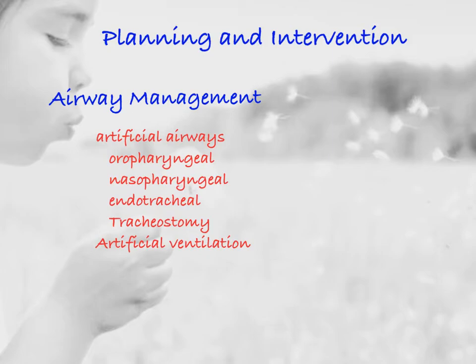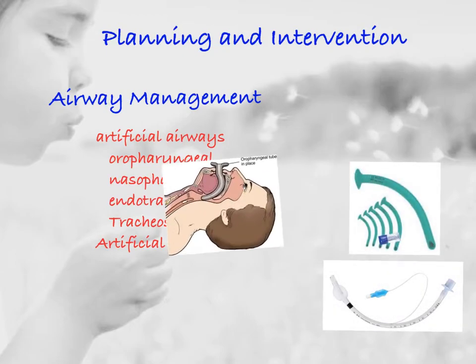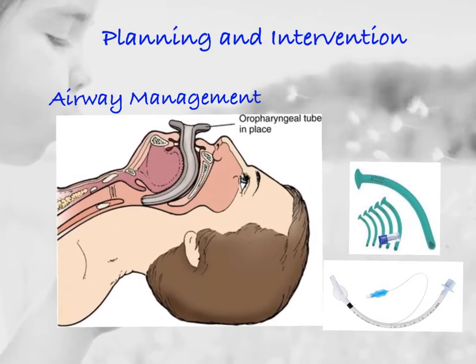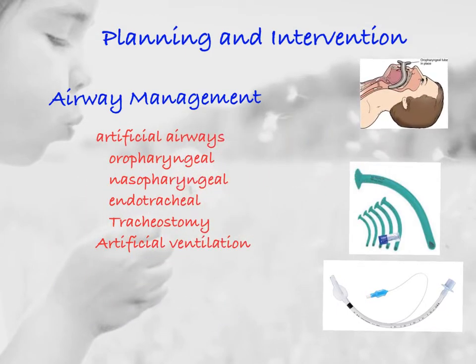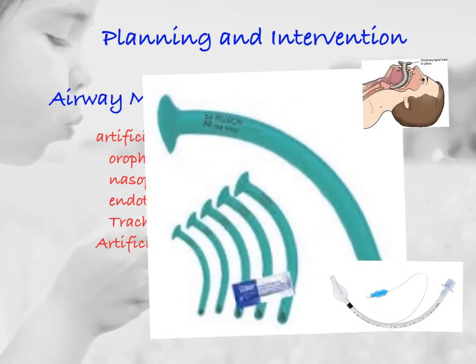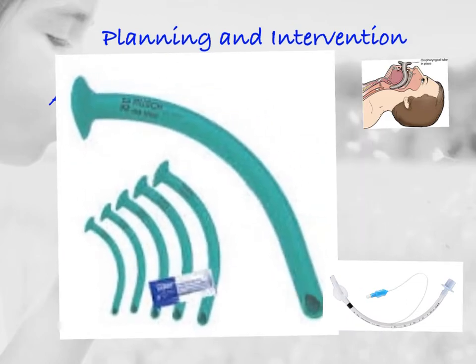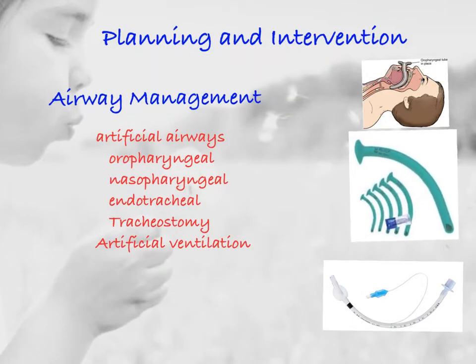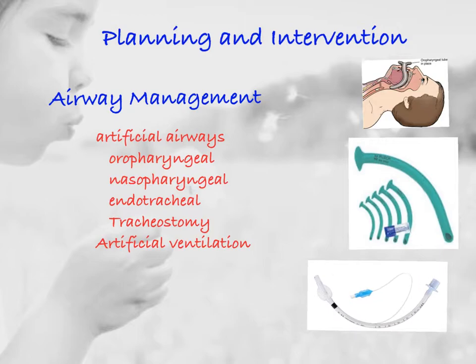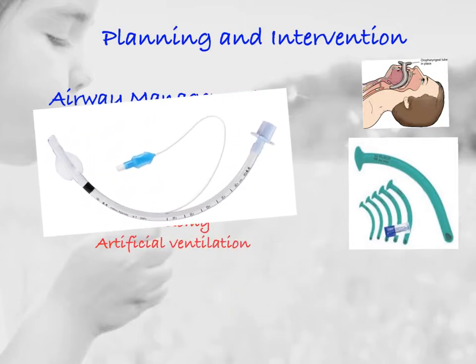There are some artificial airways that you might see in the healthcare setting. Here's a picture of an oropharyngeal tube in place, and you can see it holds that airway open, keeps the tongue from obstructing it, and keeps any swelling from closing up that airway. Here's a nasal trumpet or nasopharyngeal airway, and that's inserted if you can't do an oropharyngeal. Again, it keeps the airway open.